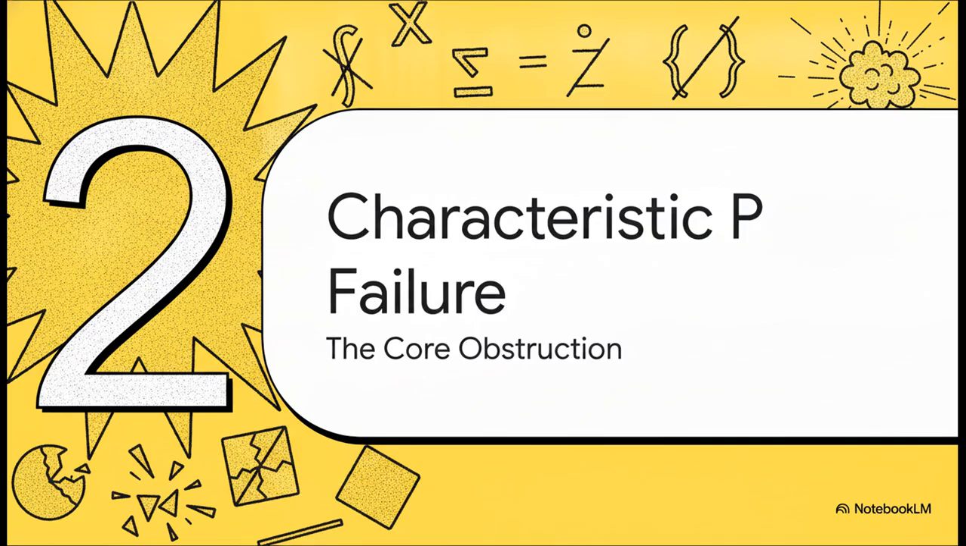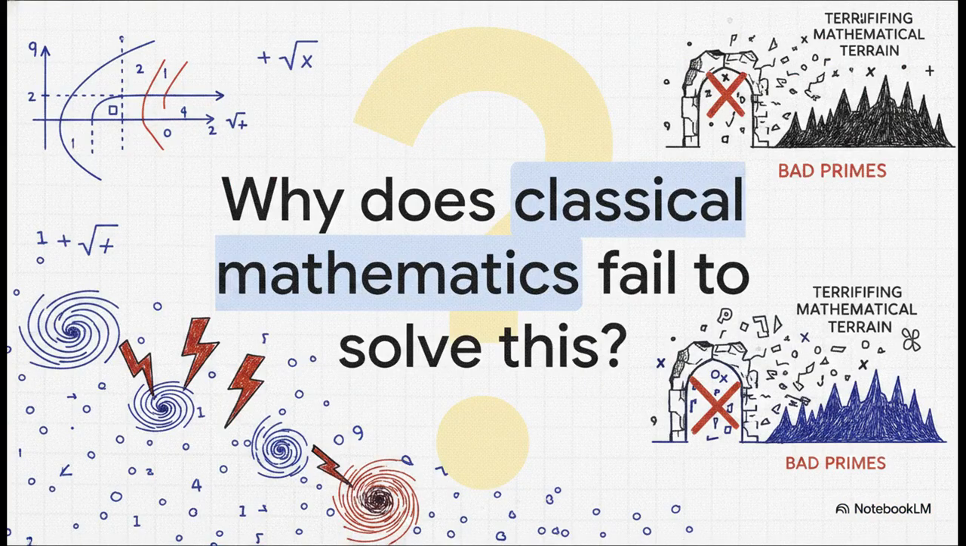Which brings us to part 2, the characteristic P obstruction. Now, you might be wondering, why exactly is this so difficult to prove? We really have to ask ourselves, why does classical mathematics just fail to solve this deceptively simple equation? I mean, if it's just about polynomials and formal derivatives, why hasn't traditional algebraic lifting cracked it by now? Well, the answer lies in a terrifying bit of mathematical terrain known as bad primes.